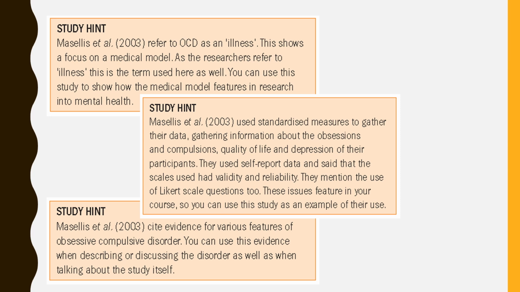There is also various pieces of evidence included in the study. If you have a look at the journal article, you can pick out some of these main features in the introductory section. You can use this evidence when you are talking about OCD and explanations of OCD, in particular the cognitive explanations, as well as when you are talking about the study itself, the nature of the study, and whether the study is valid or generalisable.